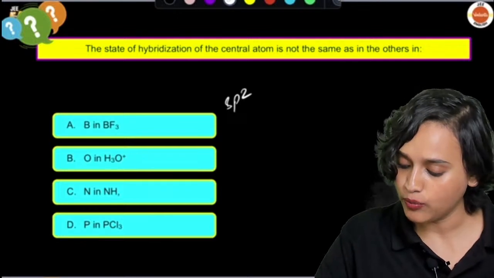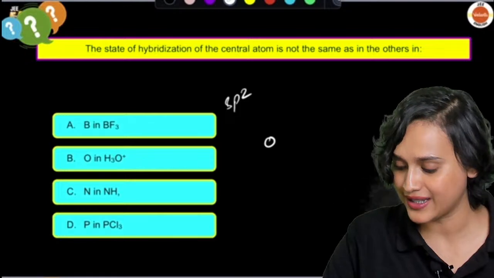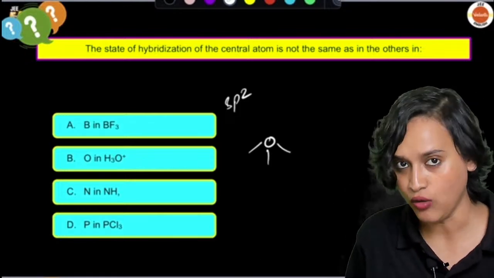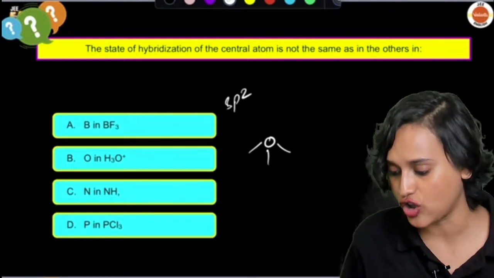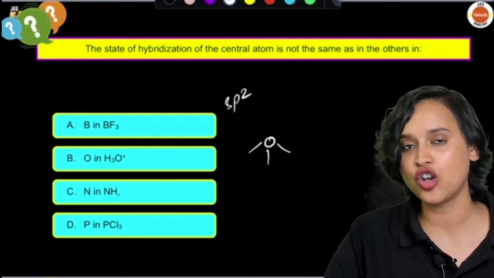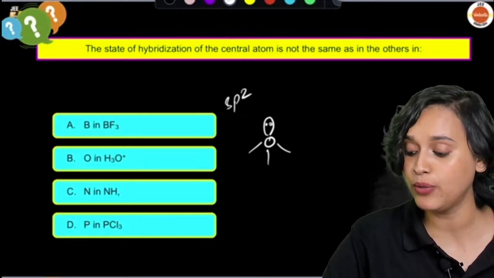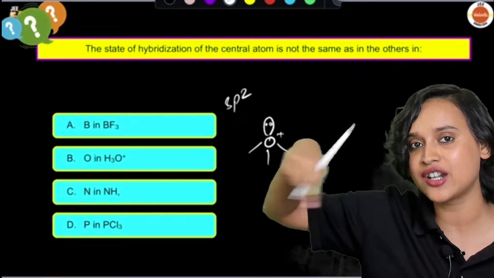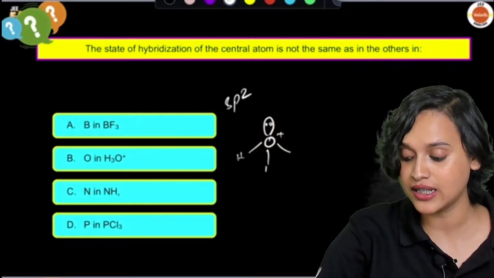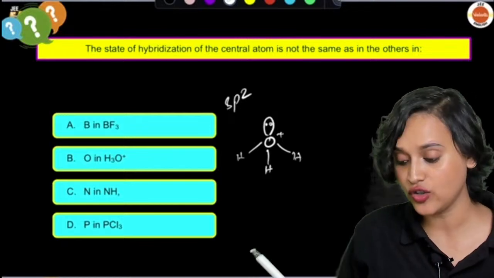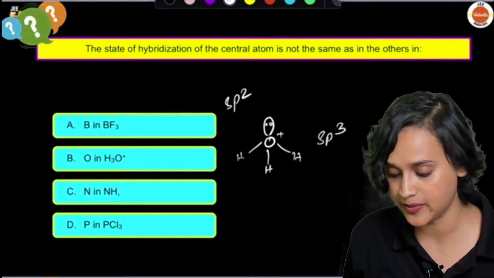O in H3O plus. O plus, that means three hydrogens. Now, oxygen has 6 electrons. But here, 3 electrons are used up. It will still have a lone pair, and it says O plus, so 1 electron is given away, but it will still have 5 electrons, right? So now does it make sense? So this will be sp3 hybridization, isn't it?